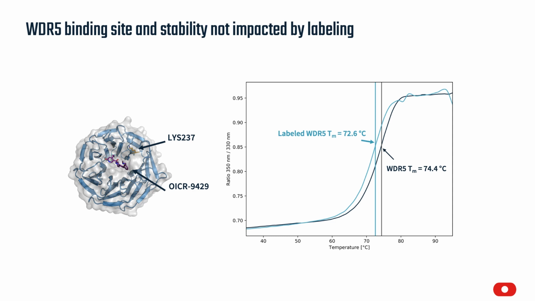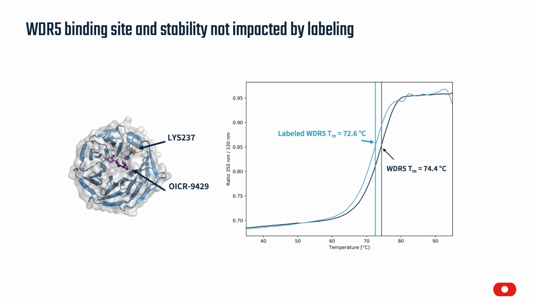The data that you're looking at here are two thermal unfolding profiles for WDR5 before and after labeling. And what we saw was a fairly typical temperature shift after the red dye was attached to WDR5. And with this data, our team concluded that the slight change in the melting temperature was satisfactory evidence for very little structural change with the presence of the red dye.